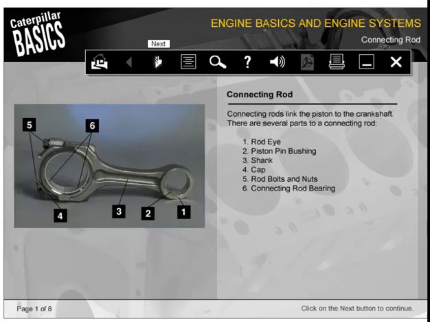Connecting rods link the piston to the crankshaft. There are several parts to all connecting rods. Number 1 is the rod eye. 2 is the piston pin bushing. 3, the shank. 4, the cap. 5 are the rod bolts and nuts. And 6 are the connecting rod bearings.